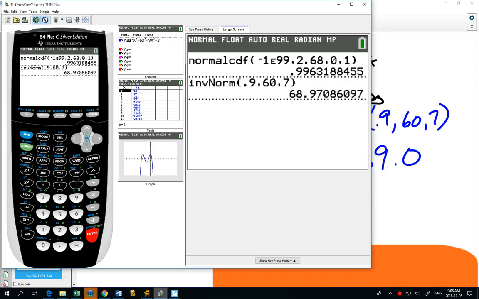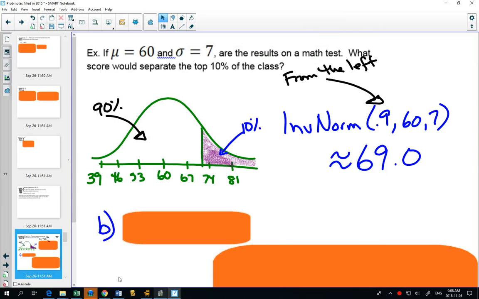And we find out that the score of 69.0 or 68.97, that's what would separate the top 10% of the class. Yes?